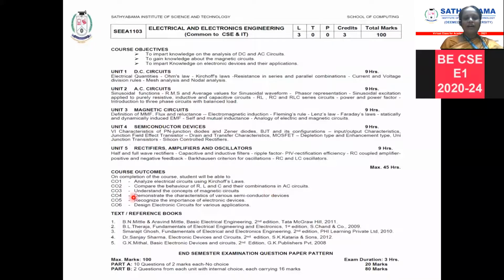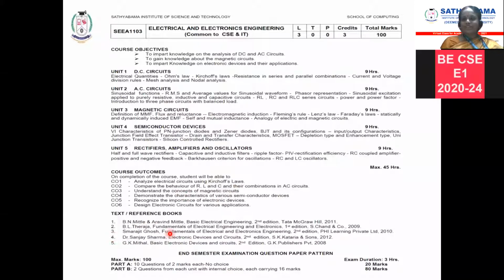Okay. The third unit is to understand the concepts of magnetic circuits. You all understand, we are going to learn only how the magnetic circuit works. So we are going to learn CO3: understand the concepts of magnetic circuits.